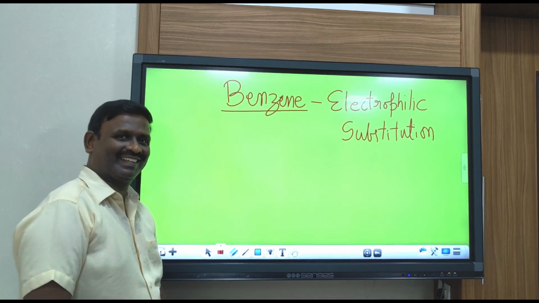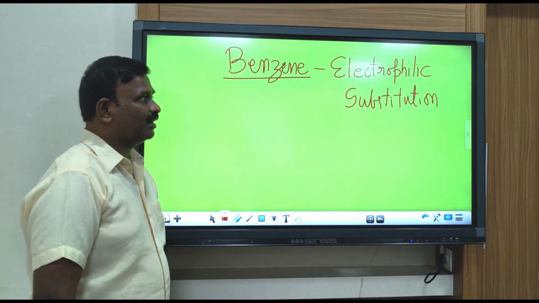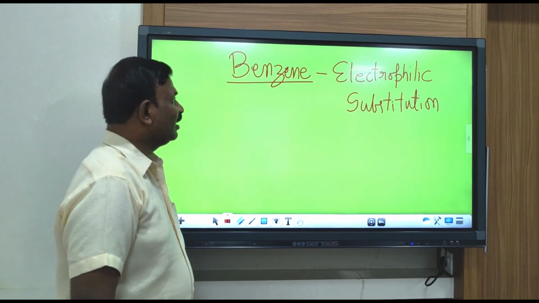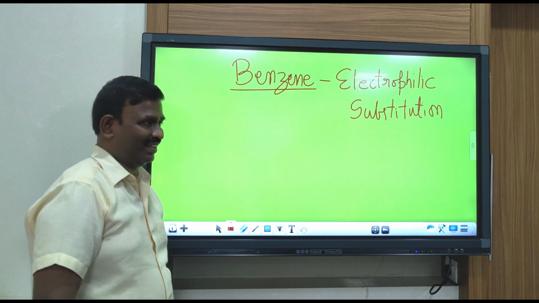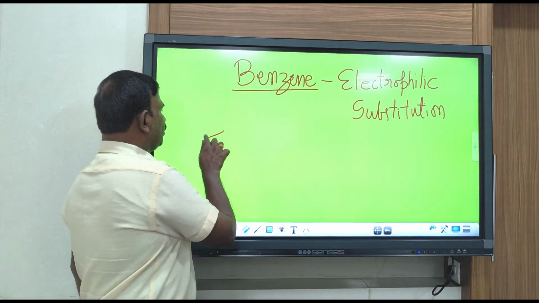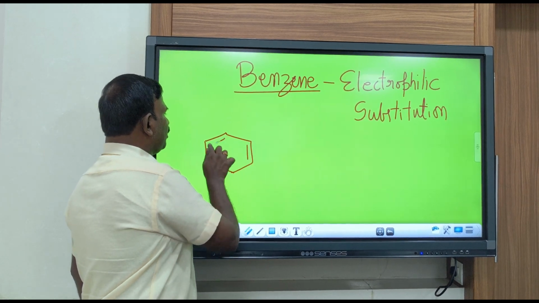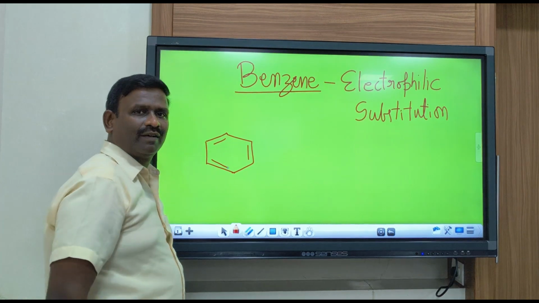The subject of discussion is reactions of benzene. Benzene undergoes electrophilic substitution. As the name indicates, it is substituted by an electrophile. Benzene, as we know, is a 6-membered ring structure with alternate double bonds at their positions.